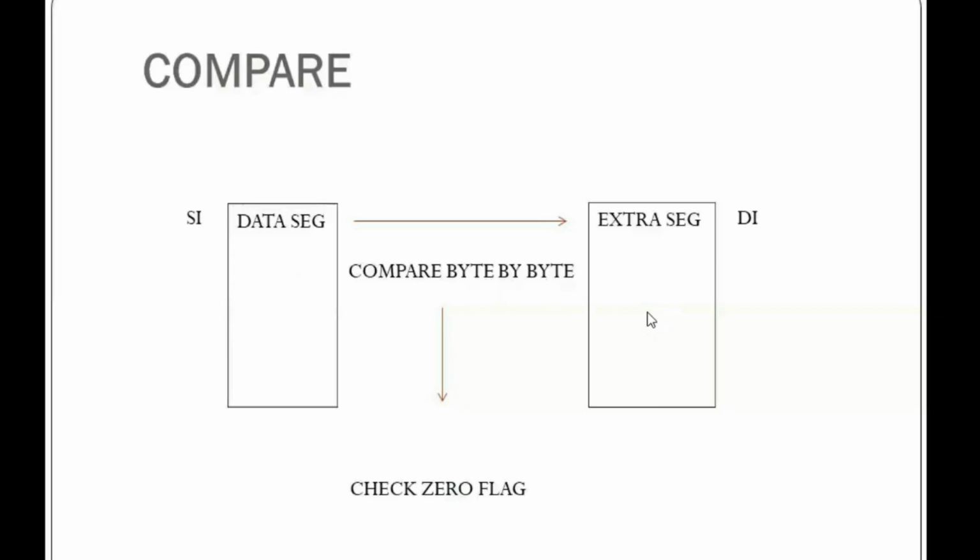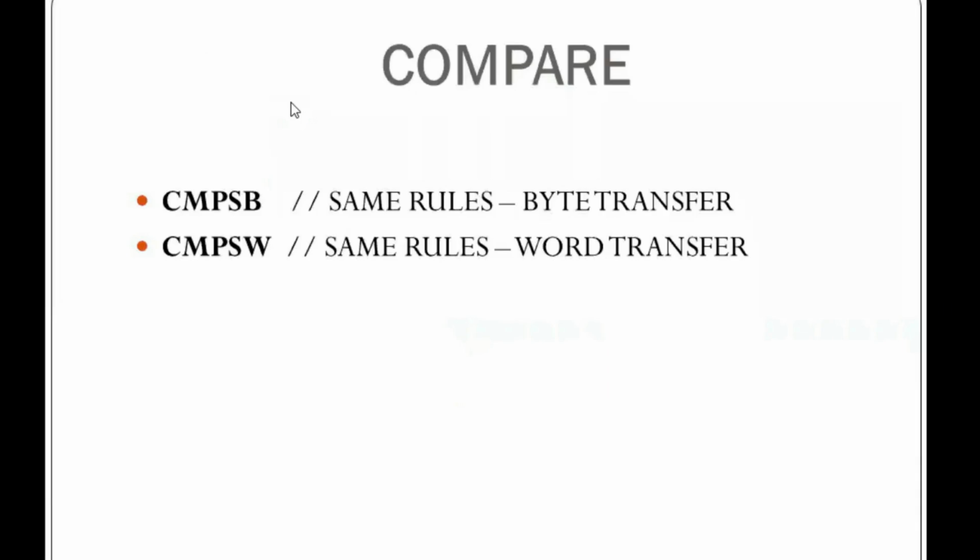A very popular question: write a program in 8086 to compare two strings or two blocks of memory. How do you write it? You need to use the string instruction compare. How to use it? This way. Look here.